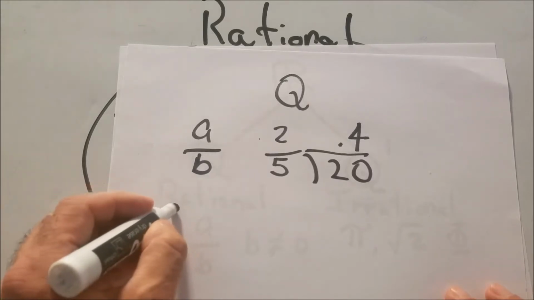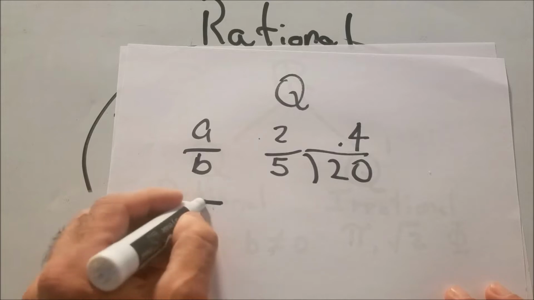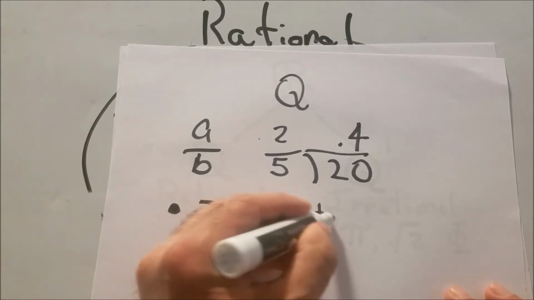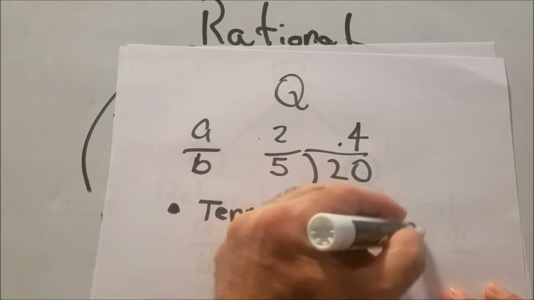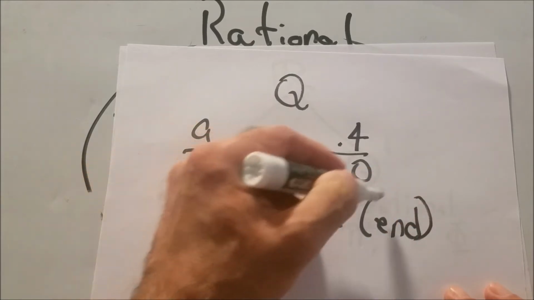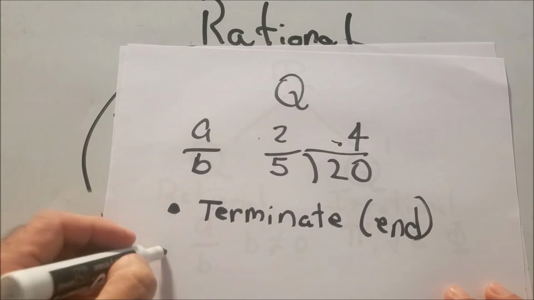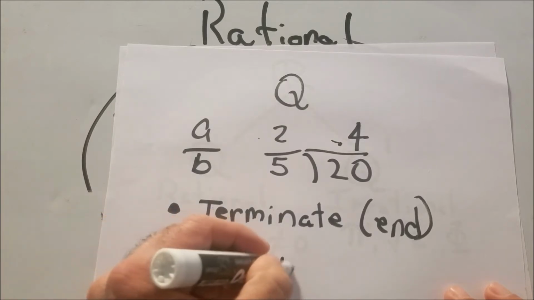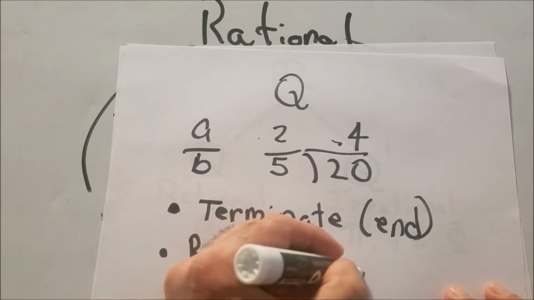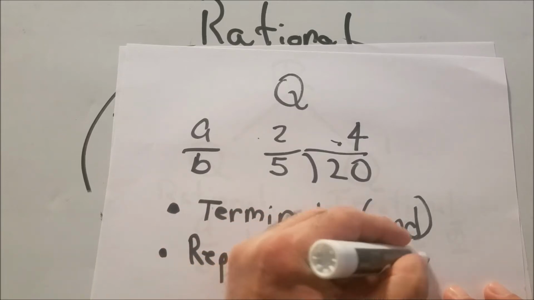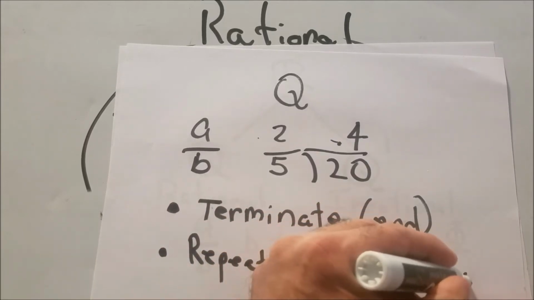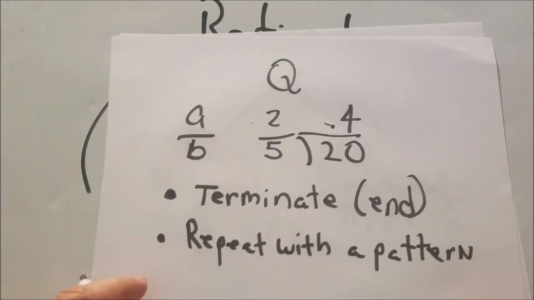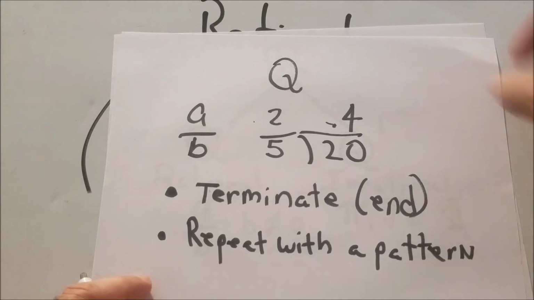Now the decimal has to do two things. Here's two rules. We'll put some bullet points. It has to either terminate. Right? It has to terminate. Means it has to end. Right? 0.4 ended. That terminated. Or it has to repeat with a pattern. It has to have a pattern. So, like phi repeats, but phi and pi don't have a pattern as yet, right? They're still trying to figure that out.